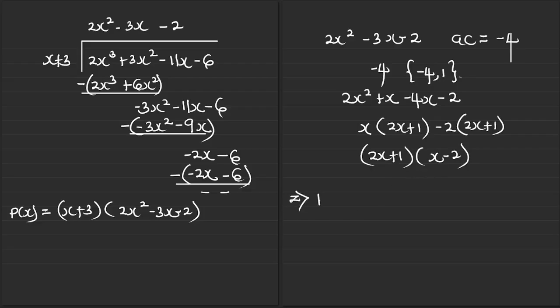It then implies that our p of x is written as what? The x plus 3. So x plus 3. Then in the other bracket, our depressed polynomial, which has been factorized into this form, we have 2x plus 1. Then in another bracket, we have x minus 2. So this becomes the fully factorized form of the polynomial we were given.